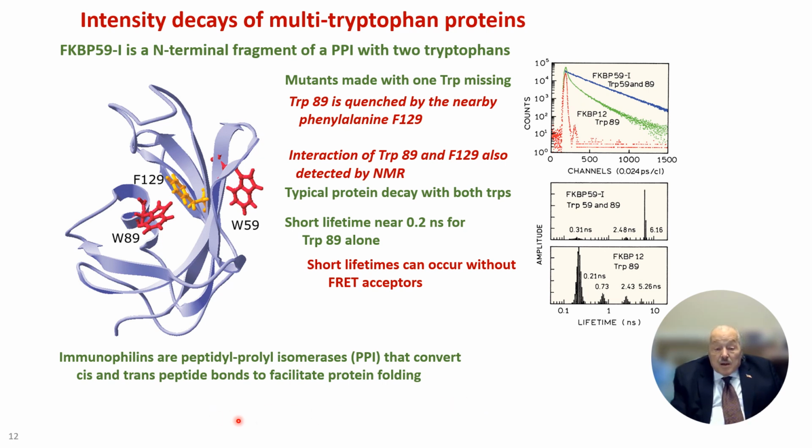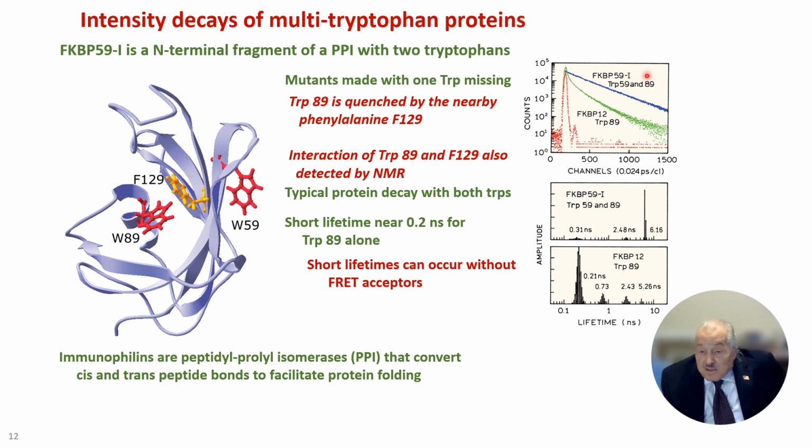So originally you get a racemic mixture, and the cells need a protein that will isomerize this as needed so the protein can fold properly, because if it's not in the proper cis or trans position, the protein won't fold properly. So again, we used site-directed mutagenesis. We're looking at the protein with one tryptophan missing, or the protein that has both tryptophans in it.